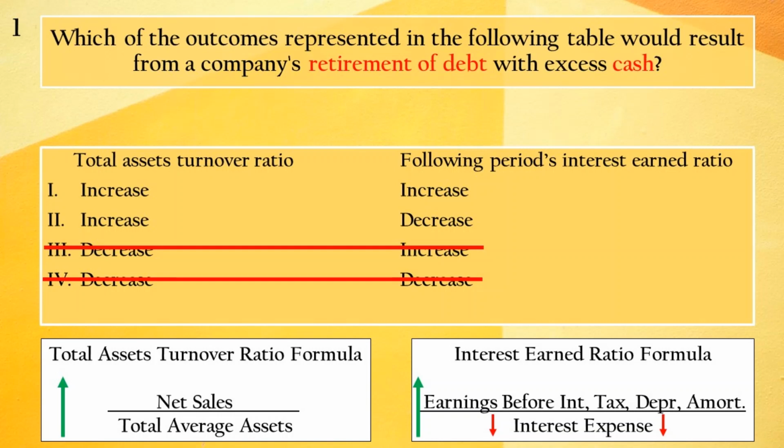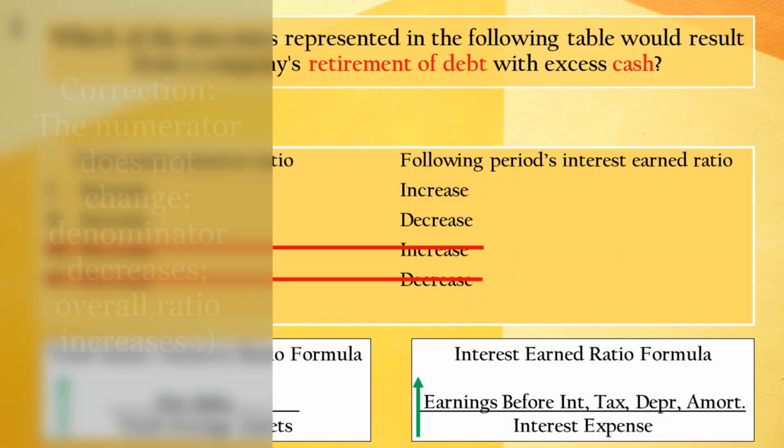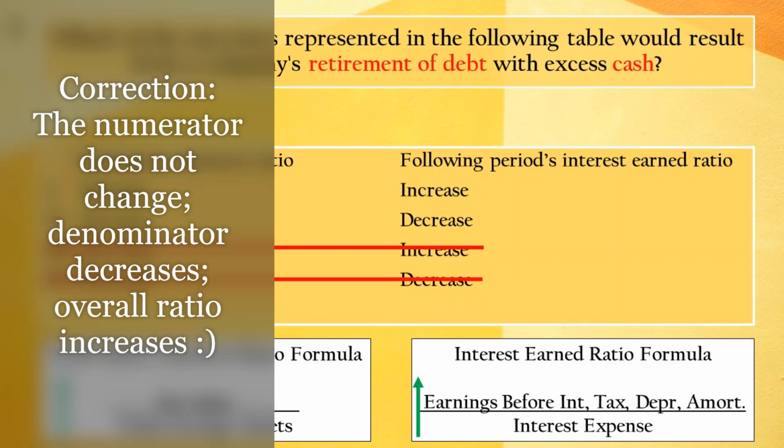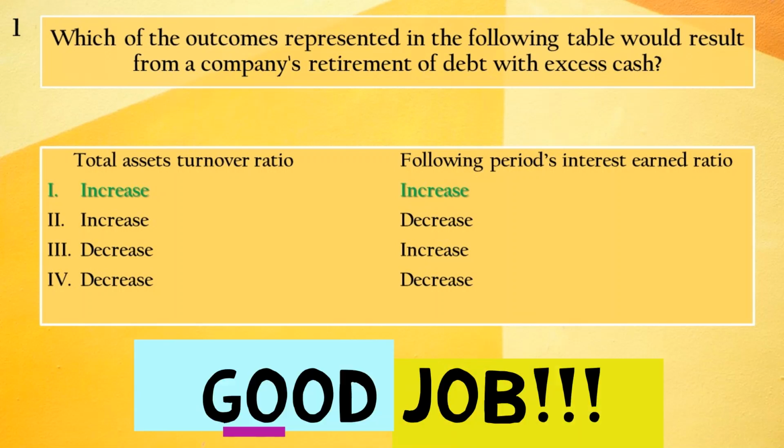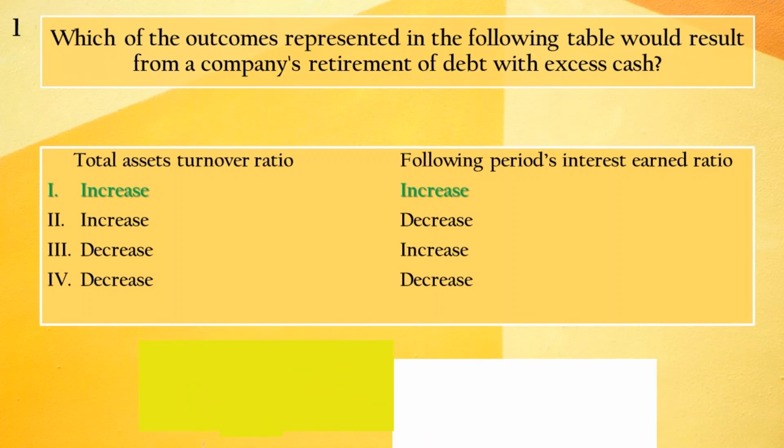So let's think about it again. We know the interest earned ratio is EBITDA divided by what? Yep, divided by interest expense. So if interest expense goes down because we're reducing our debt and therefore our interest expense goes down, then the ratio will go up. And that means that the ratio for interest earned will also go up. So the answer is A. The assets turnover ratio will increase and the following period's interest earned ratio will also increase. Good job. That was a tough one.